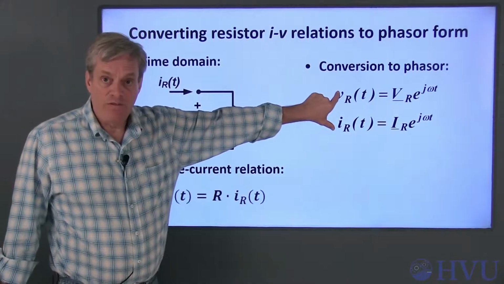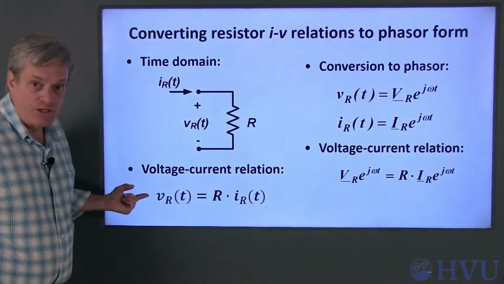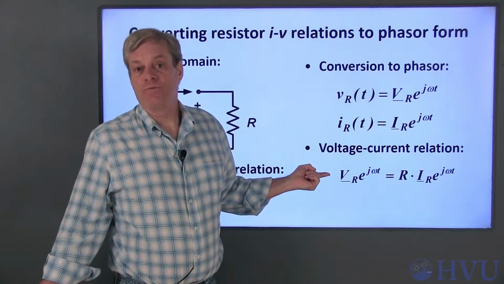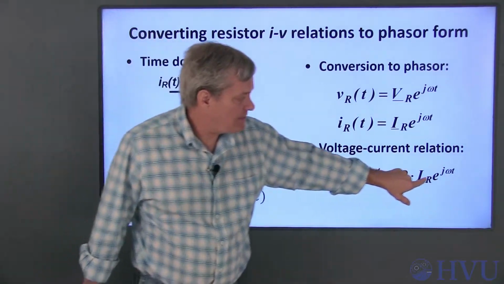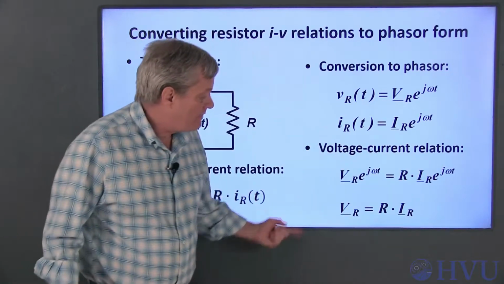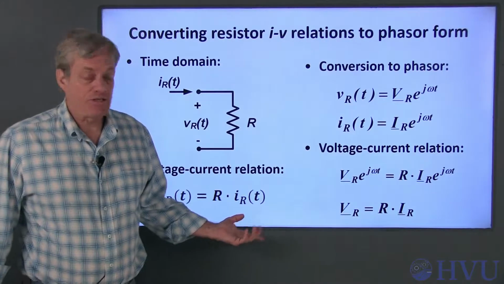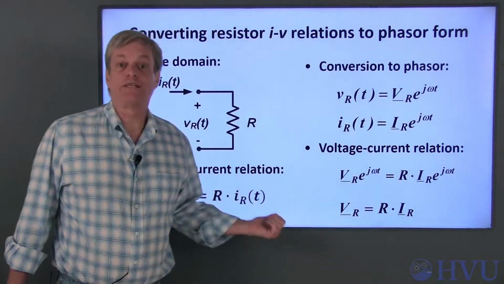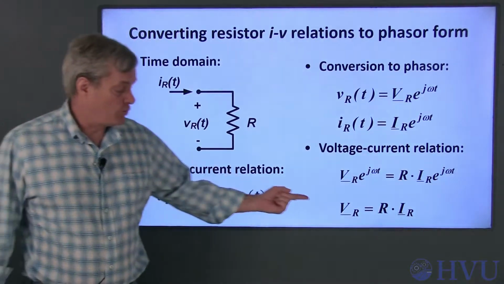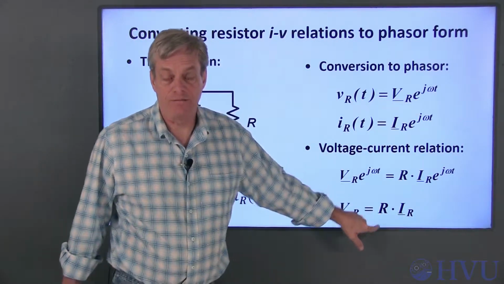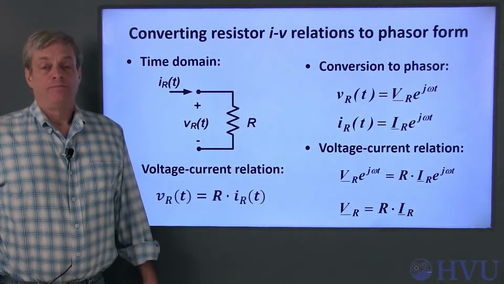We can substitute these relationships into the original time domain equation and get this result. As we'd expect, the e to the j omega t terms cancel out, leaving us with this expression. The governing equation for a resistor in the frequency domain looks exactly like Ohm's law. The voltage phasor is equal to the phasor current times resistance.